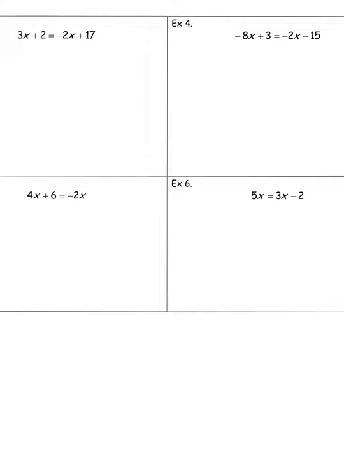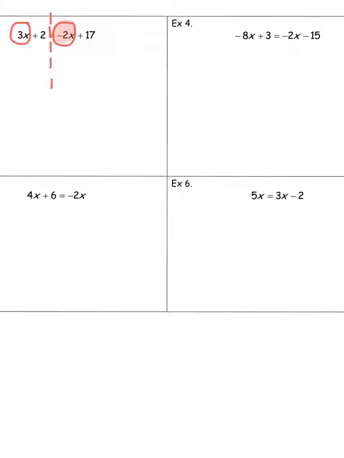Alright, so we have a couple more equations that we're going to do the exact same thing for here. So I'm going to draw a straight line down the middle. I'm going to look at my variables, a positive 3x and a negative 2x. And I'm going to do the same thing as before. I'm going to pick on the little guy, which is my negative 2x.